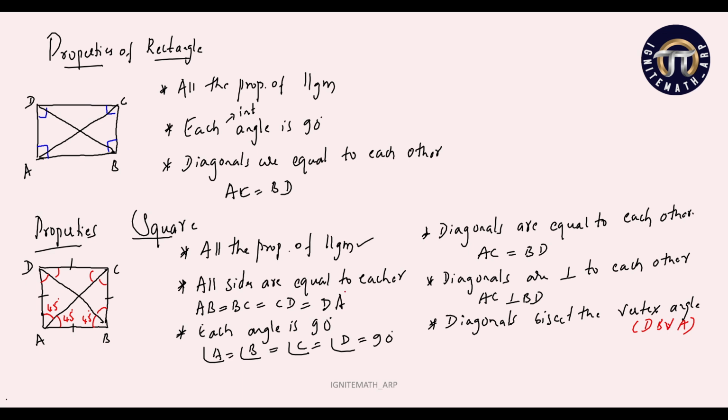Clear, children? And just like the properties of rectangle, whenever one diagonal is drawn, it is dividing the square into two congruent triangles. But when both the diagonals are drawn, the four triangles so formed are equal in area as well as congruent. Keep in mind, children.